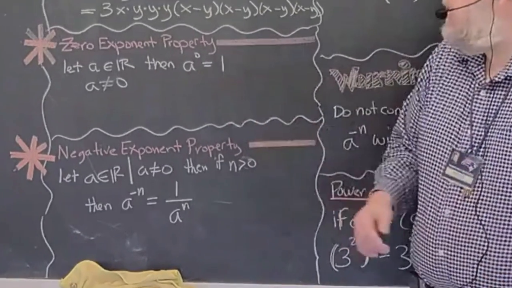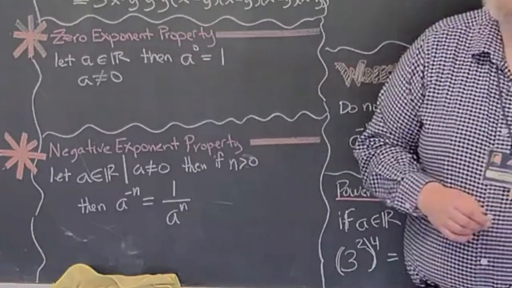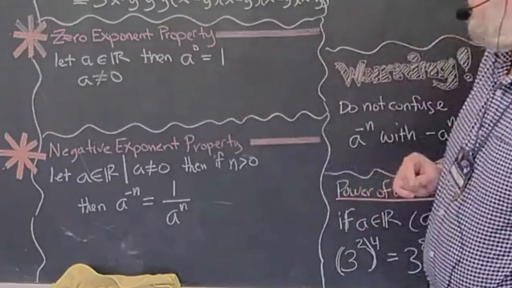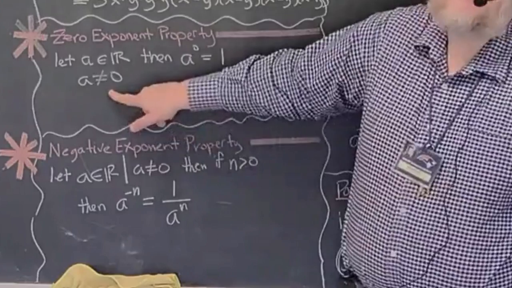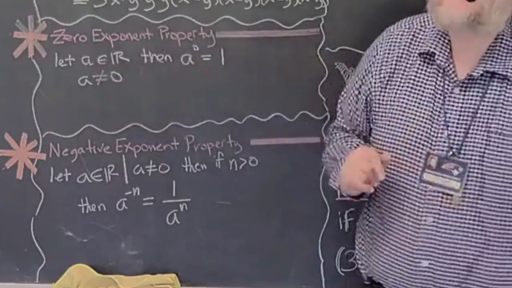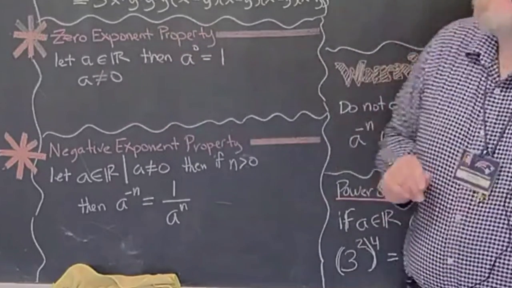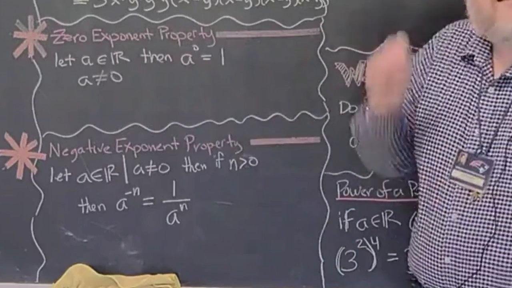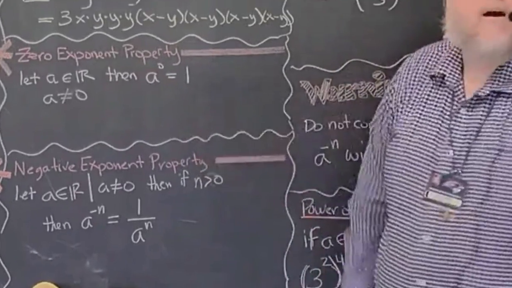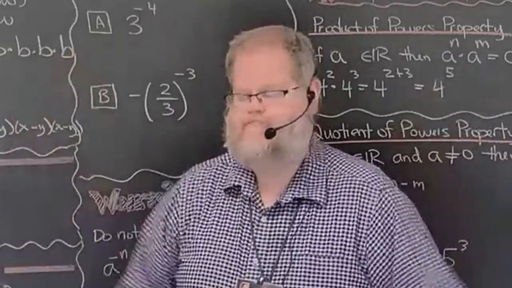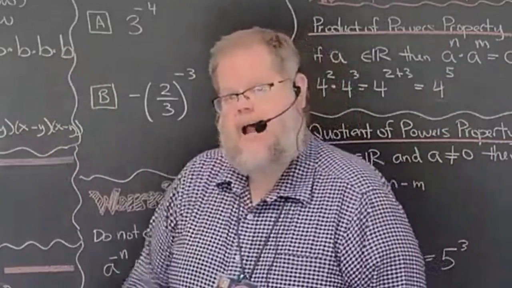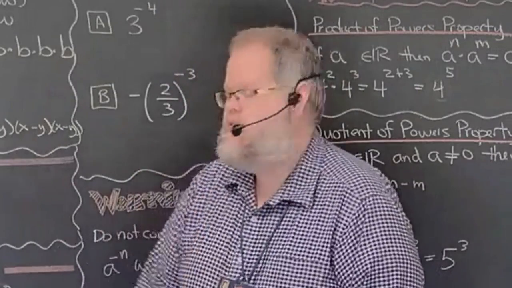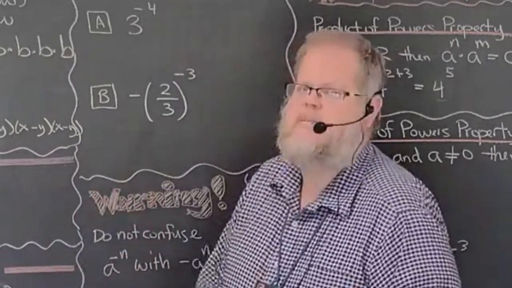The first one's called the zero exponent property. And it says this: if a is a real number, and it can't be 0, by the way, so that's the only real number it can't be. But so long as it's a real number that's not 0, then a to the 0 power will always be the number 1. Always. And I will show you later in the lesson why that's the case. But for right now, let's just accept that as the truth. Because it is the truth, but let's accept it as the truth.